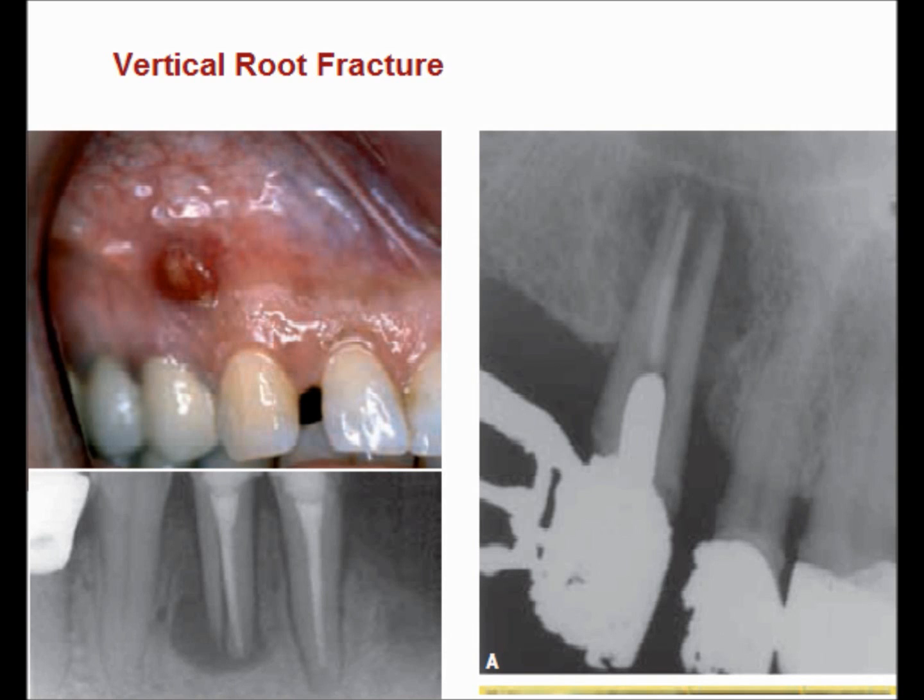Other pathological conditions of the endo-perio relation. Number one, vertical fracture. A tooth with a vertical fracture may have bone loss along the fracture line and affect the pulp and periodontal tissue. The treatment is extraction of the tooth due to the poor prognosis of the condition.